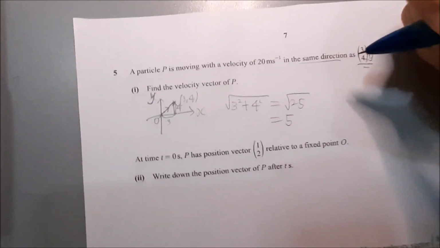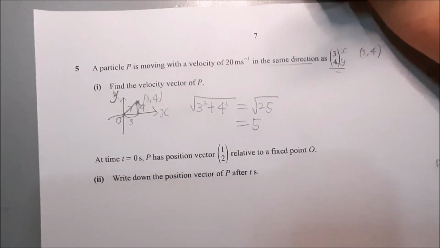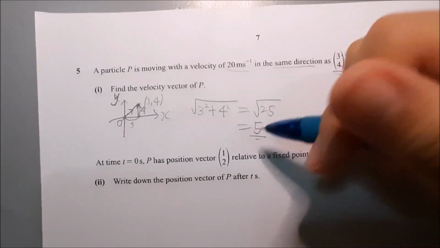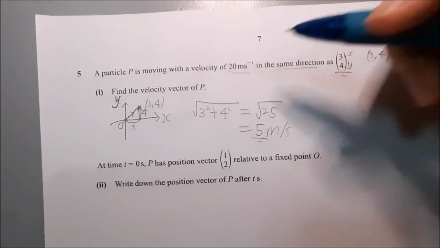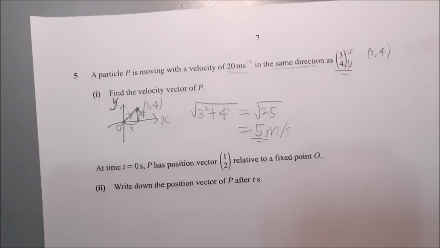So from here you can say that in every 1 second, the vector column, this column here, moves at the speed of 5 meters per second. So for this one, it moves at 20 meters per second, but in the same direction.